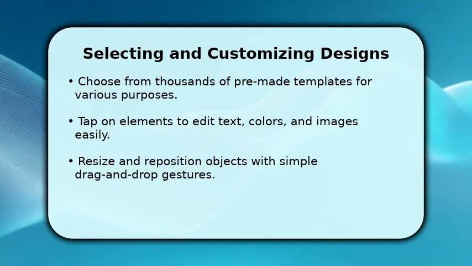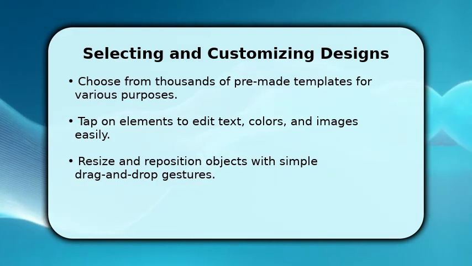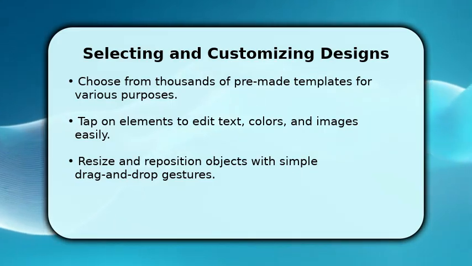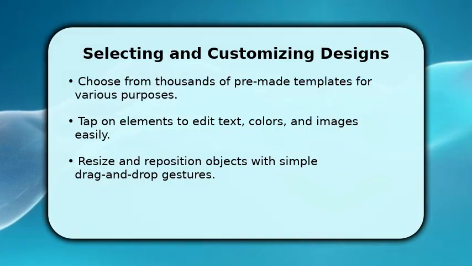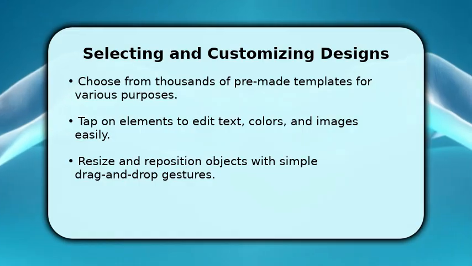After logging in, select a template that suits your project. Canva offers over 250,000 free templates, covering almost every design need. Simply tap on any element, like text or an image, to customize it. You can change fonts, colors, and even replace photos with your own. Resizing and moving elements is intuitive, requiring just a few finger gestures on your screen.